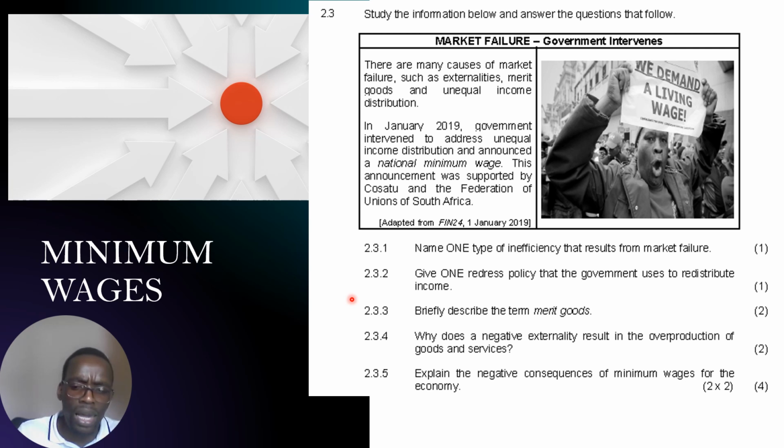Even affirmative action is also one of the policies that have been used to redistribute income. Okay, right. Then we go to the next question. Any one of those was going to be accepted as correct. Then the next one: briefly describe the term merit goods. Now when we talk about merit goods, we are saying these are goods that are considered to be beneficial to everyone.